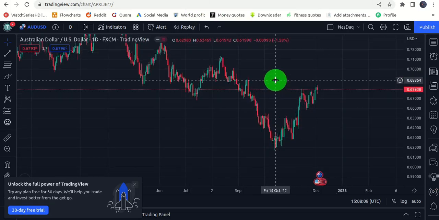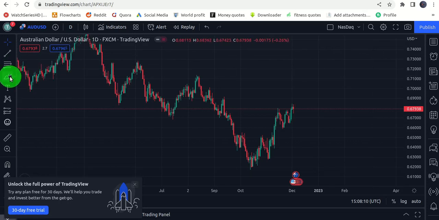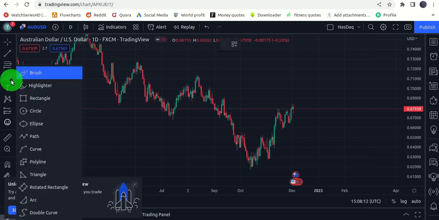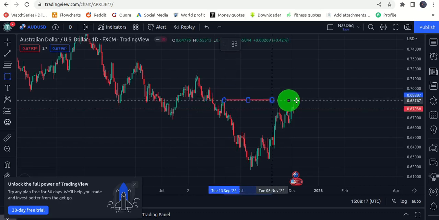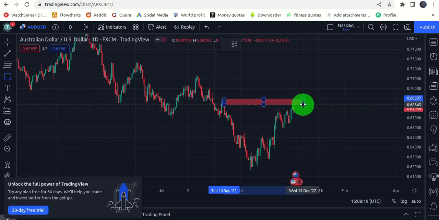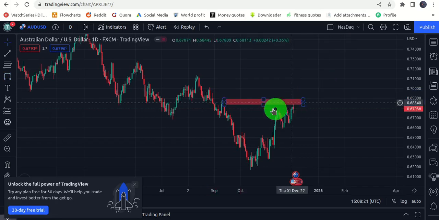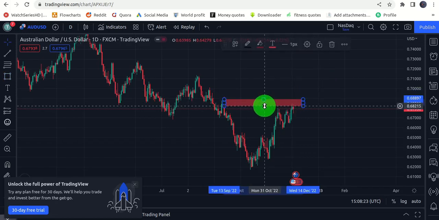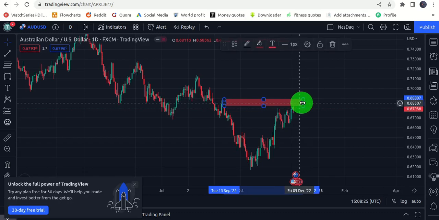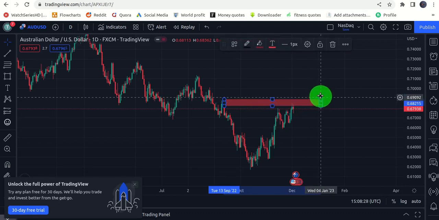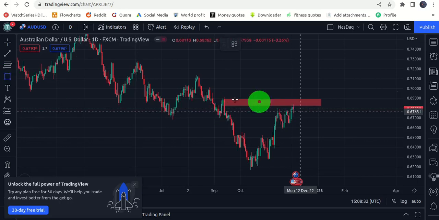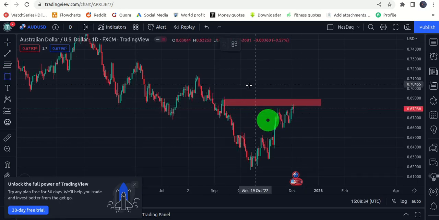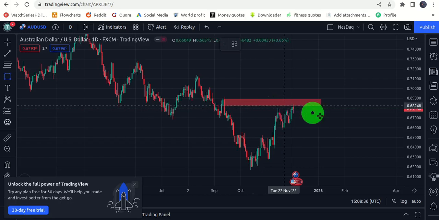So AUD USD, this one I also did an analysis on, but I did my analysis on MetaTrader. So MetaTrader really sucks. Sometimes it deletes all your objects when you do the analysis, and then you have to start over and over. That's why I'm using TradingView today. So I had that one. So yeah, this one, but I didn't really trade it.